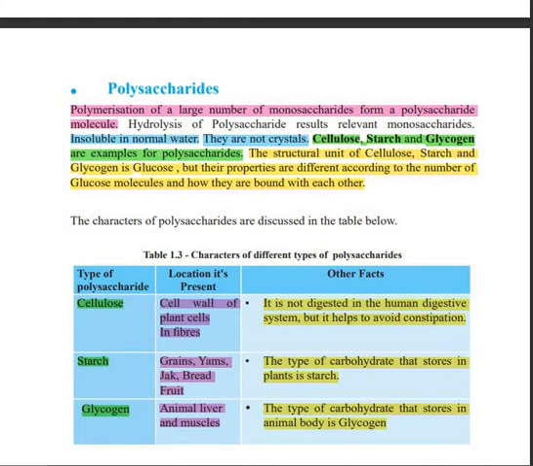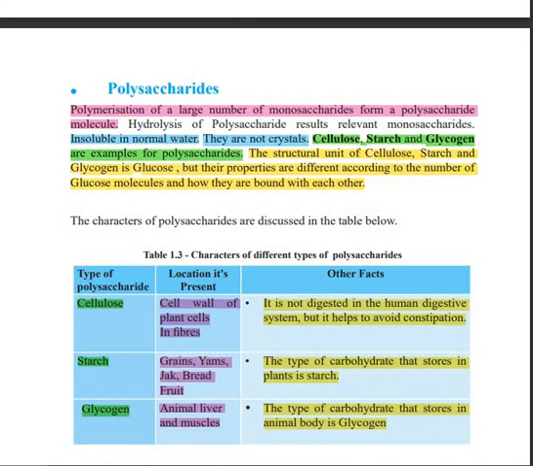Next, starch. Starch is present in grains, yams, jack, breadfruit. The type of carbohydrate that is stored in plants is starch.